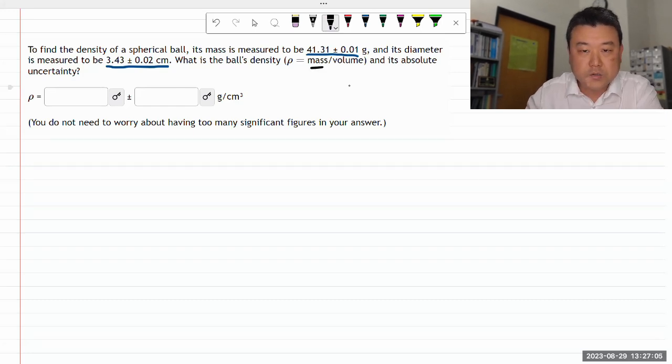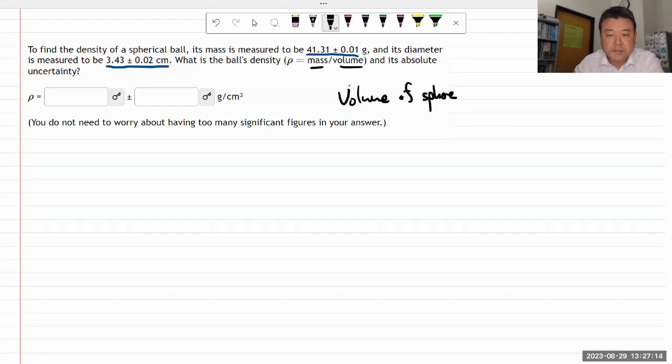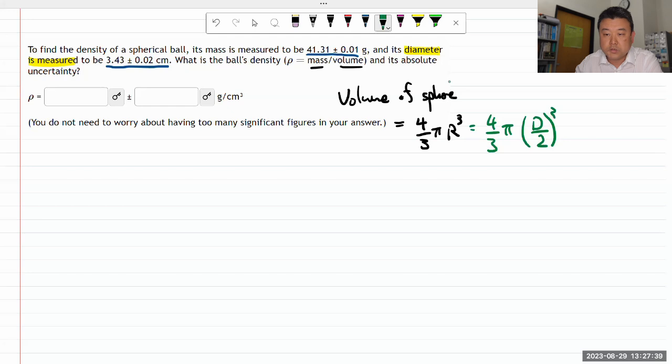So for density, mass over volume, I need to know the volume of a sphere, and I happen to have the formula for volume of a sphere memorized. It's 4/3 pi r cubed. The question gives parameters as a diameter, so let me rewrite this in terms of diameter. In terms of diameter, it's going to be 4/3 pi times d over 2, giving me the radius, cubed. That's it. So plugging in numbers, I think that's fairly easy.